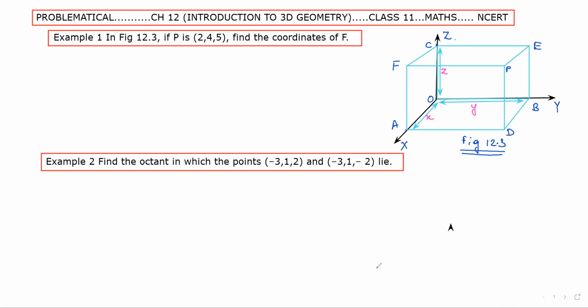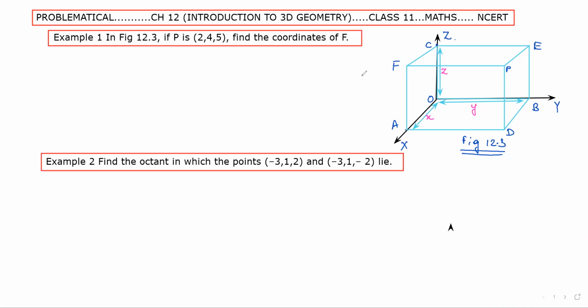Today we'll be discussing the solved examples from chapter 12 Maths NCERT class 11th. First question is, in figure 12.3, if P is equal to (2, 4, 5), find the coordinates of F.